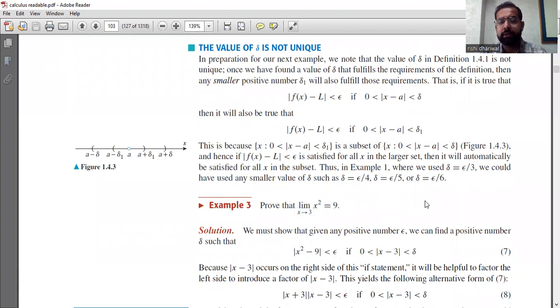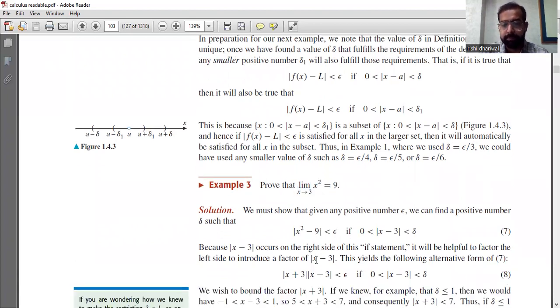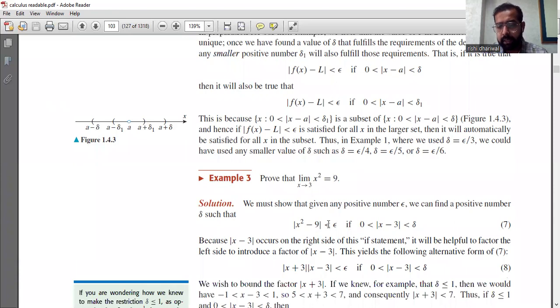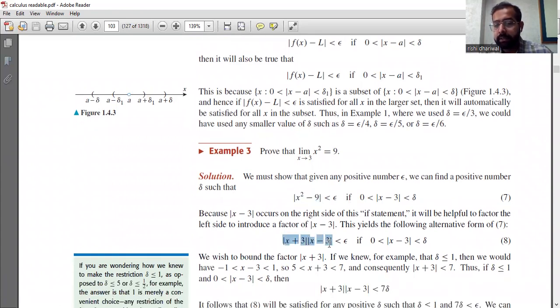The limit of x squared is equal to 9 as x approaches 3. That means mod x squared minus 9 is less than epsilon whenever mod x minus 3 is less than delta. Because mod x minus 3 occurs on the right side of the if statement, it will be helpful to factor the left side to introduce a factor x minus 3. x squared minus 9, we can write as x plus 3 times x minus 3, less than epsilon.